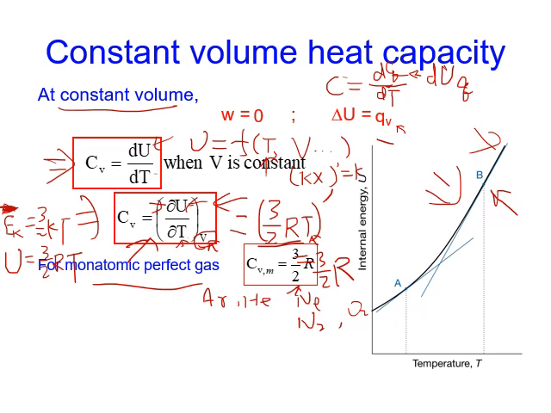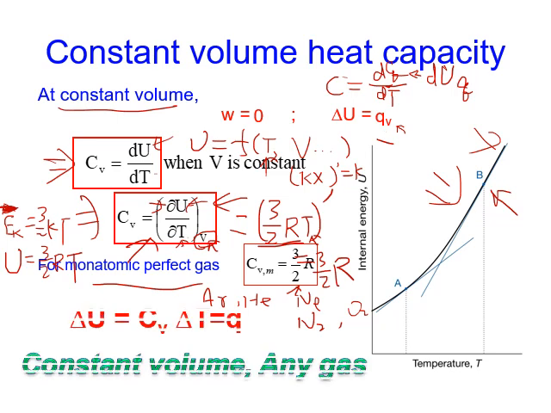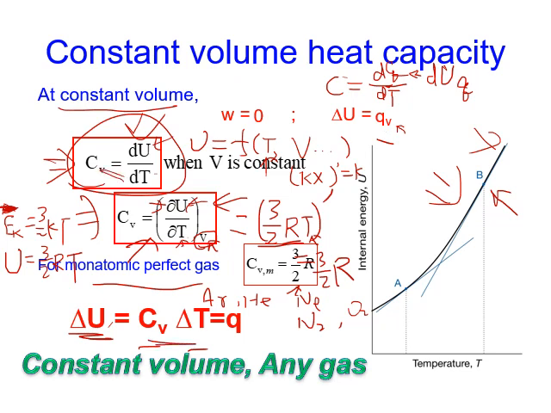All right, so remember, at constant volume, internal energy can be calculated by CV delta T, because CV is dU over dT. So dU equals CV delta T. And CV delta T is also the heat. Heat capacity times temperature change is the heat.